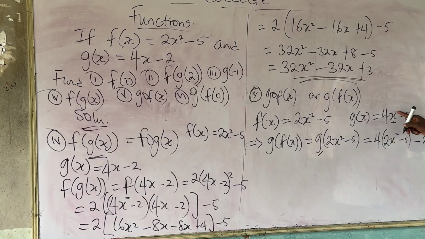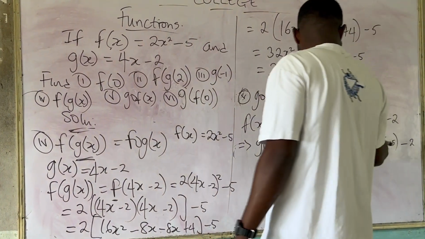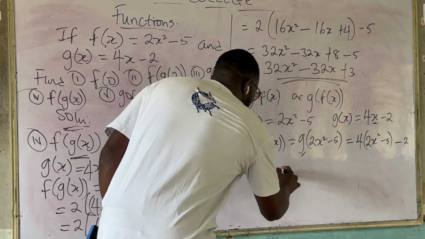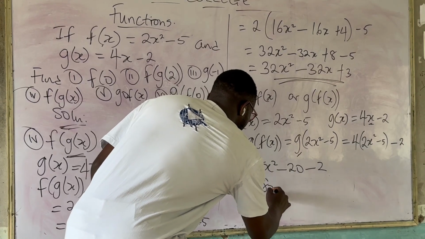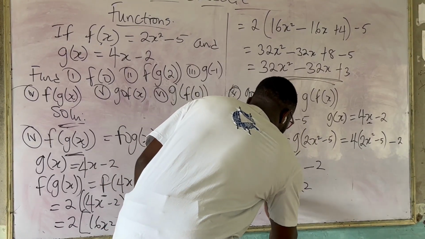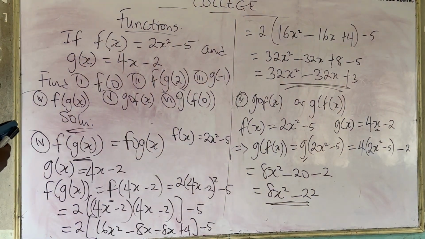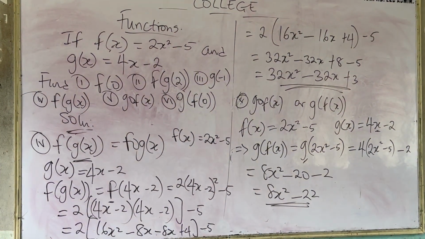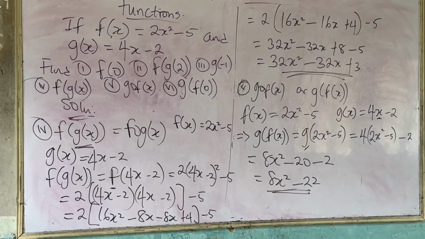So the power of this x is 1, so we cannot expand this one, unlike the previous example. So this 4 will just expand it. That will be 8x squared minus 20 minus 2. So that will be 8x squared minus 22. So that is the value of g f of x. And the last question there is g f of 0.